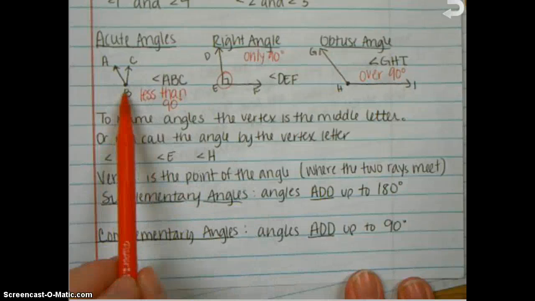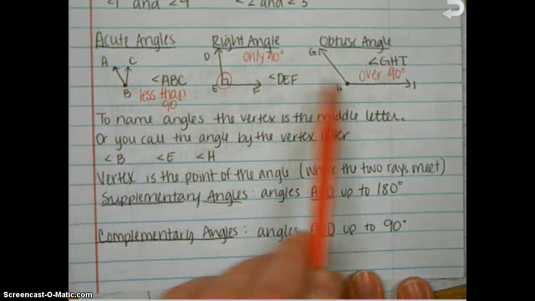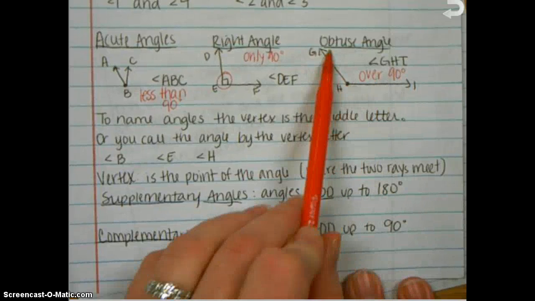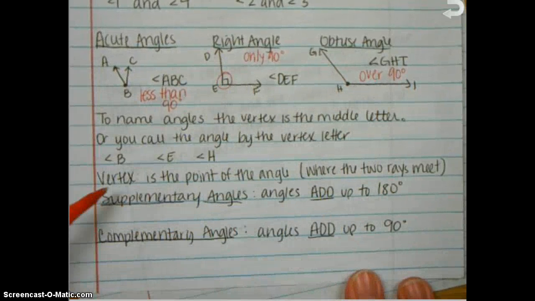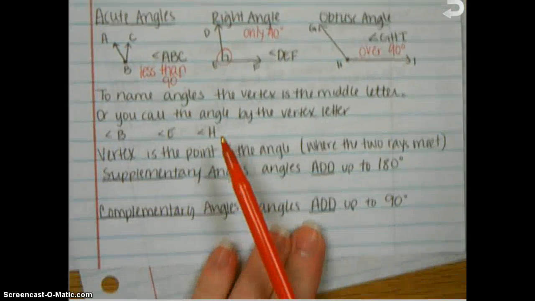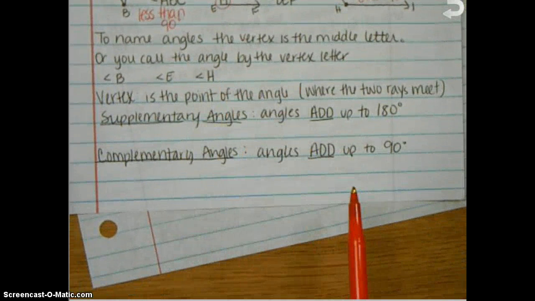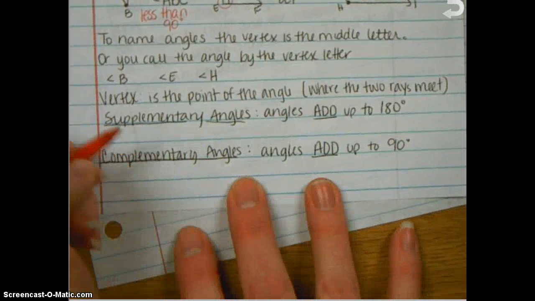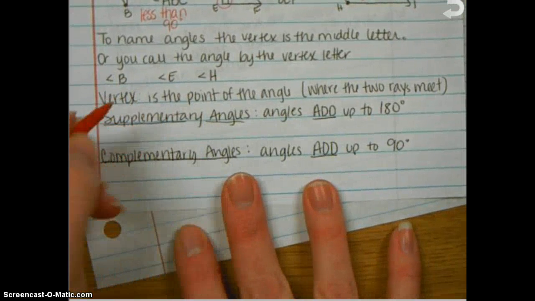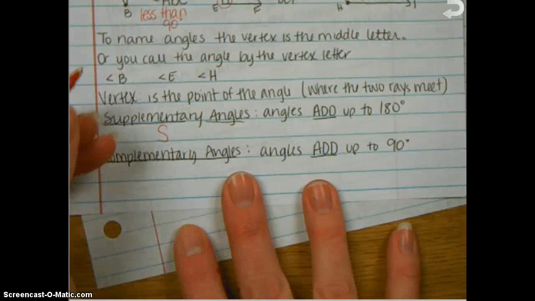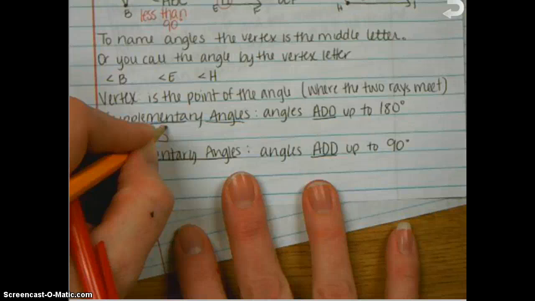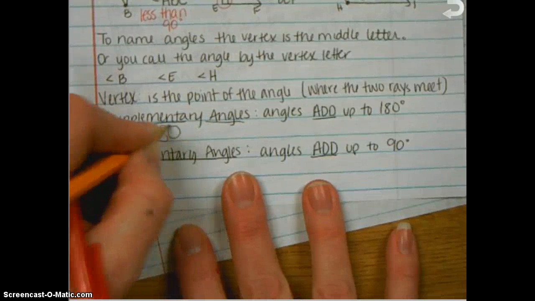Vertex is the point of the angle where the two rays meet, where the two lines or the rays meet. And supplementary angles are going to be angles that add up to 180 degrees. The way I remember supplementary angles is 180 is if you make an S, it's almost like an 8. And so I just kind of fill it in.